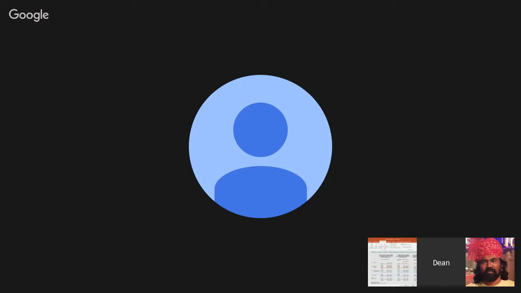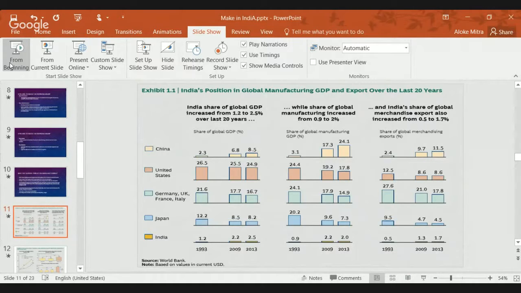India's share of global merchandise exports increased from only 0.5% to 1.7%, and China's from 2.4% to 11.5%. That's 5 times approximately. So India needs to actually focus a lot on manufacturing to sustain its GDP growth targets of 8+% for the next 10 years.